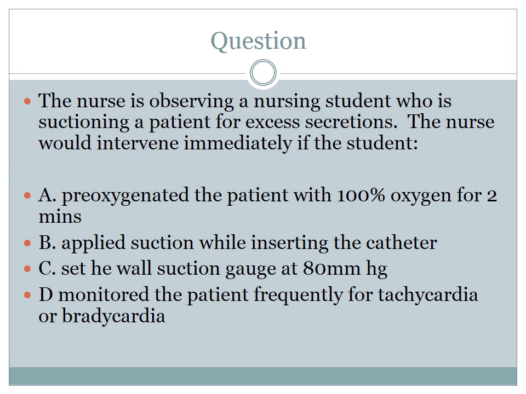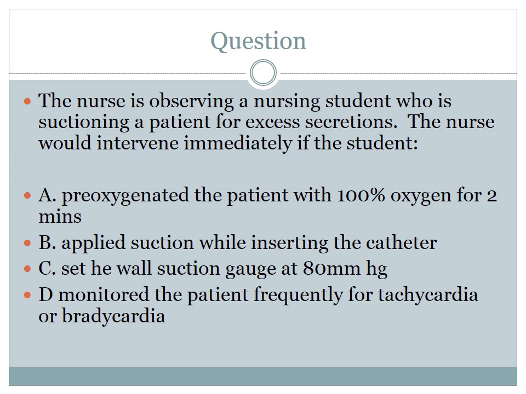Our next question is, the nurse is observing a nursing student who is suctioning a patient for excessive secretions. The nurse would intervene immediately if the student, A, pre-oxygenated the patient with 100% oxygen for 2 minutes. B, applied suction while inserting the catheter. C, set the wall suction gauge for 80. D, monitored the patient frequently for tachycardia or bradycardia.